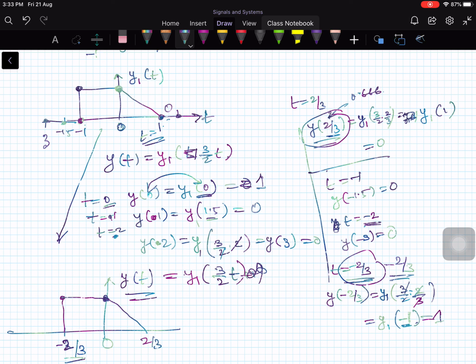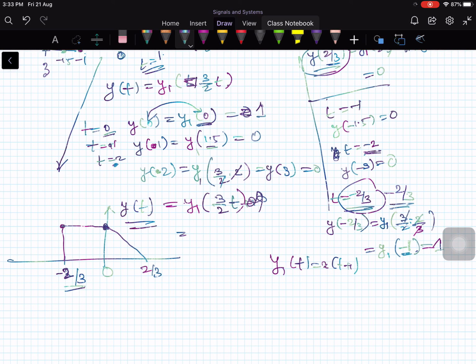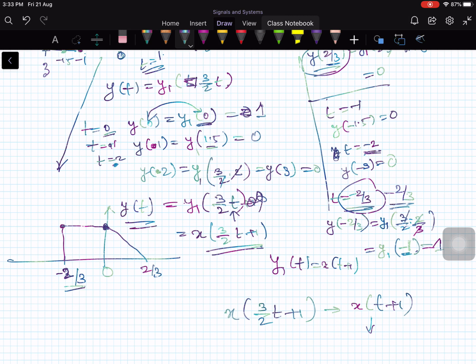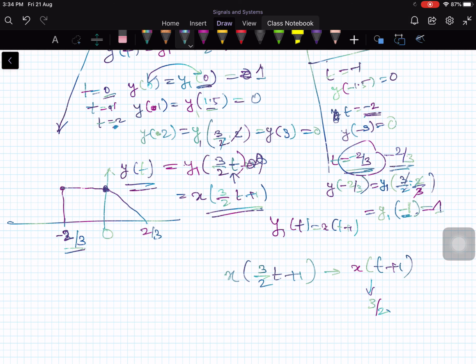What is y1 of t? y1 of t is equal to x of t plus 1. Therefore, x of t is replaced by t plus 1, therefore 3 by 2 t plus 1. That is all. So, x of 3 over 2 t plus 1 is obtained by first shifting the signal x of t plus 1, and from this you scale by 3 by 2. That is all about the shifting operation.